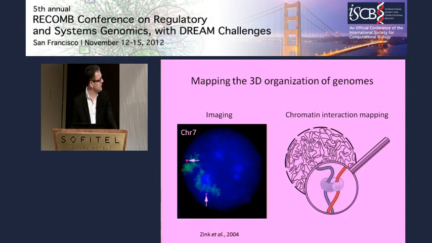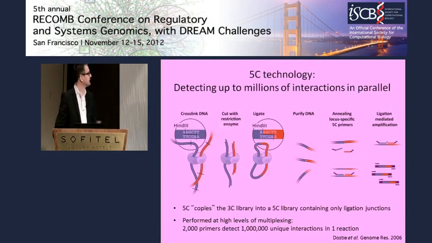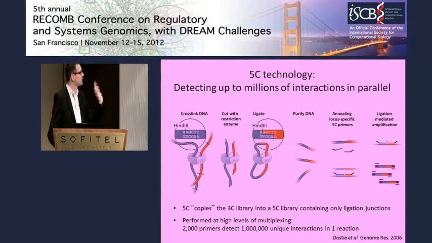For this, we needed to develop a series of methods that allow us to take a really close look at these long-range and interchromosomal interactions between loci. As many of you may be familiar with, one technology that we developed a number of years ago is the 5C technology, which is one of the first high-throughput methods to probe long-range interactions in the human genome. The principle of the method is as follows.